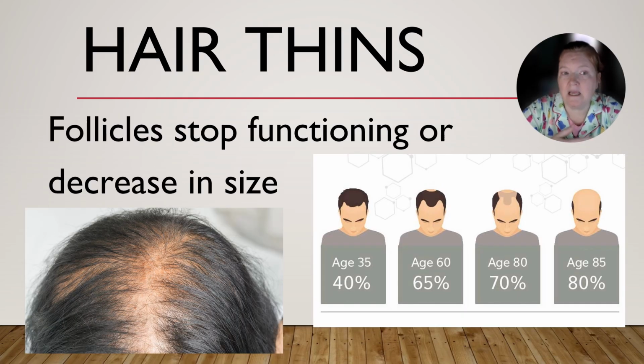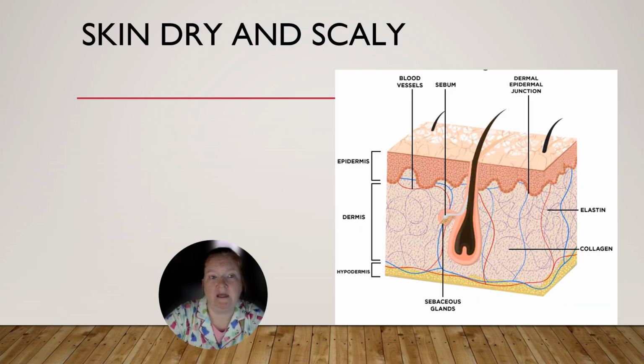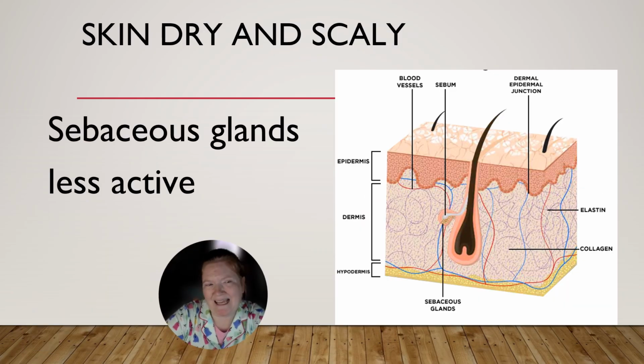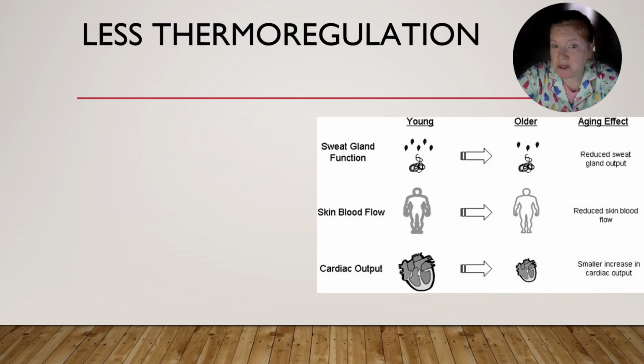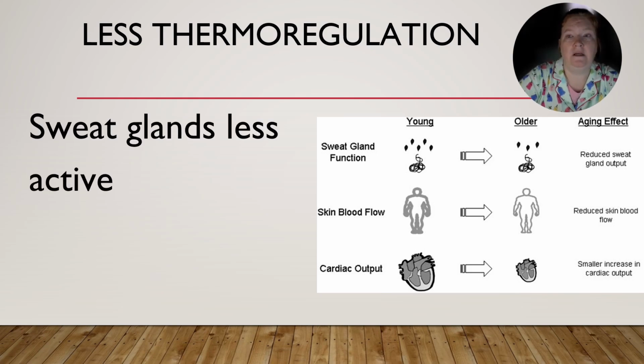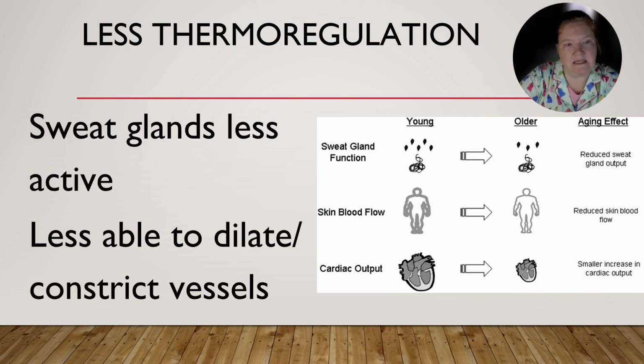Hair thins, the follicles stop functioning or they decrease in size, which results in thinning hair. The skin gets more dry and scaly because our sebaceous glands are less active. There's less thermoregulation. The sweat glands are less active. We're less able to dilate and constrict vessels because the blood vessels are less stretchy.